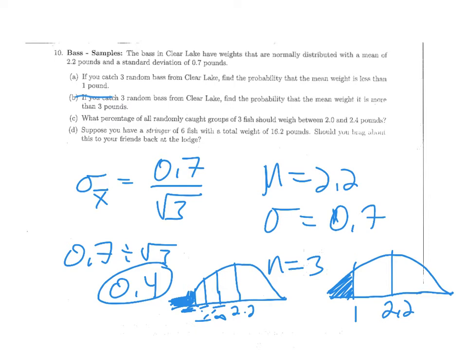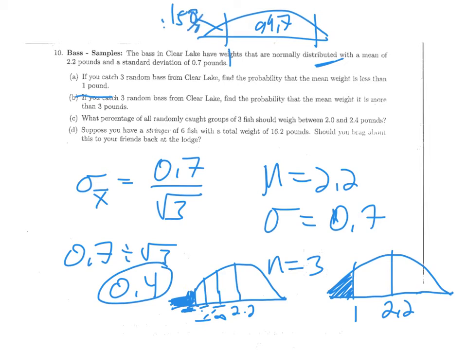And if you go back and look at that normal curve sheet that we worked on last week, you'll see that 1.0 is 3 standard deviations below the mean. That means 99.7% of the samples of size 3 have weights between 1 and whatever the upper number is. And outside of that, if you look at that paper, you'll see that it's 0.15%. So that's a pretty small chance of getting a sample of 3 fish and weighing that little if 2.2 is the real average.